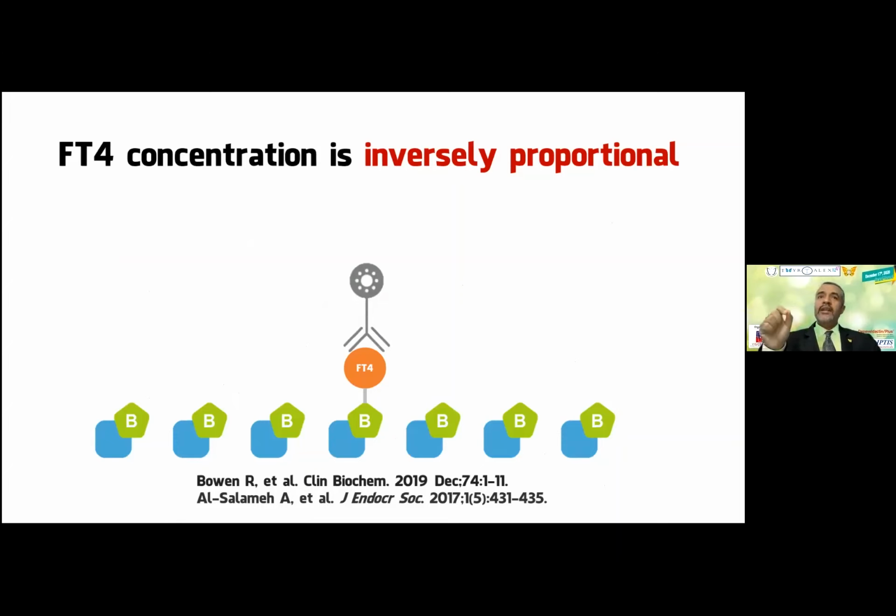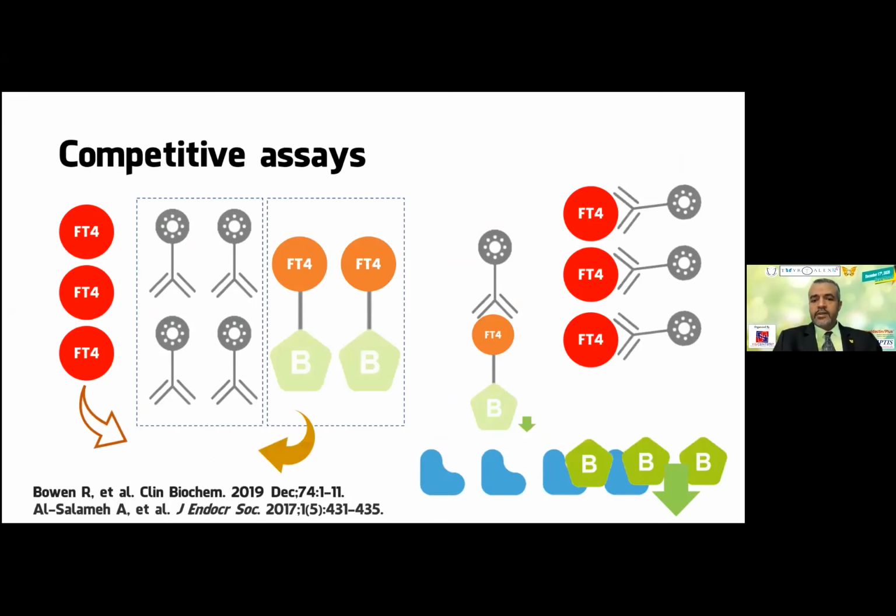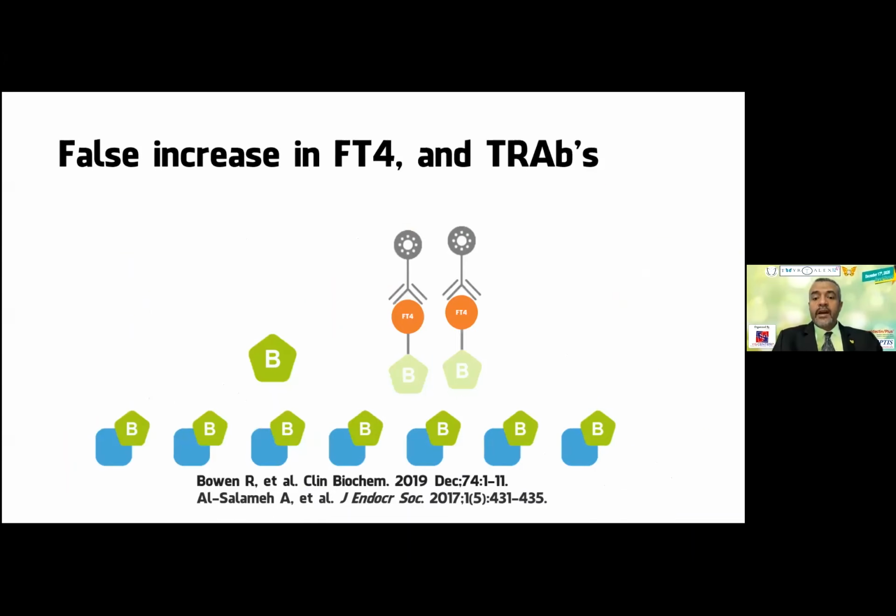And then the biotinylated free T4 is going to bind. And that is why the smaller the signal, the higher is the free T4. If I add biotin, it would compete with the complexes, and so it would prevent the biotinylated ligand from binding to streptavidin. This would produce a very low signal that is going to give a very high free T4 and a very high TSH receptor antibodies.